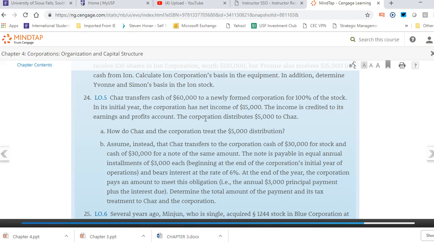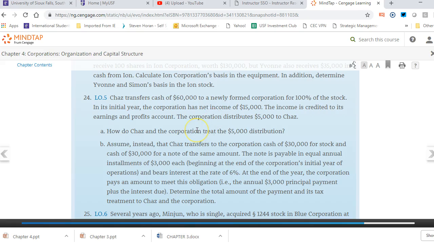Okay. So question A, how do Chaz and the corporation treat the distribution? Super simple. It's a dividend. It's as simple as that. He forms a company, puts in $60,000 of cash. The new company starts, has income of 15. He gets a dividend out of that of 5,000, and he would then, of course, pay tax on the dividends at whatever his percent is, 15 or 20.